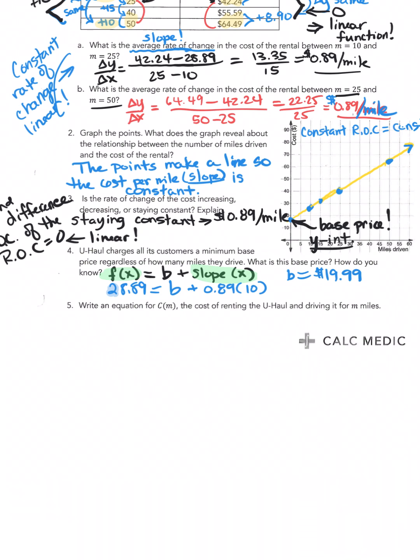So how did we find that? How did we know? We took the cost for driving 10 miles, didn't we? And subtracted it from what? The price for every mile.